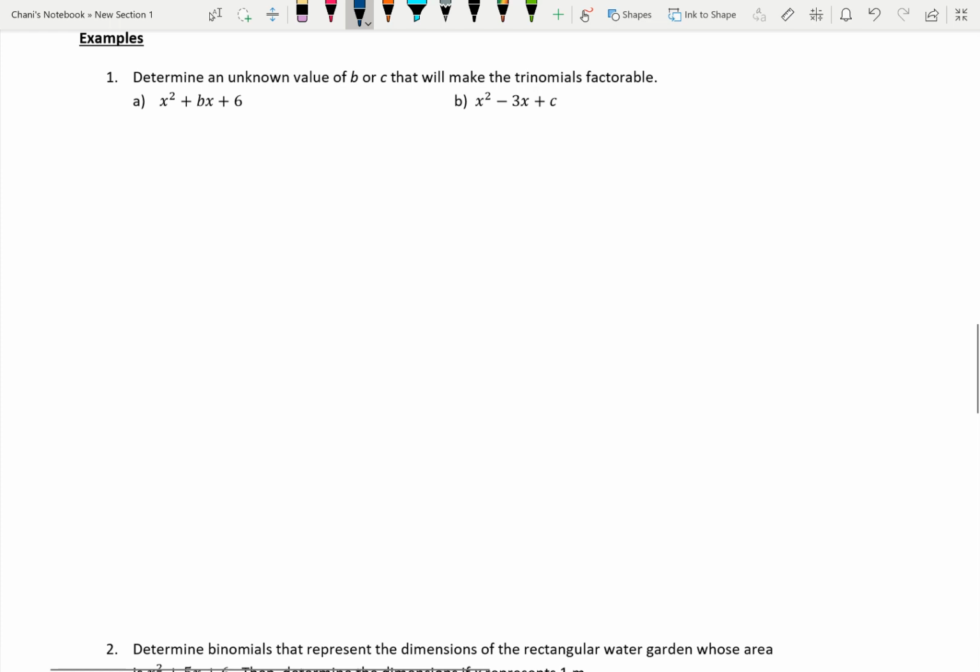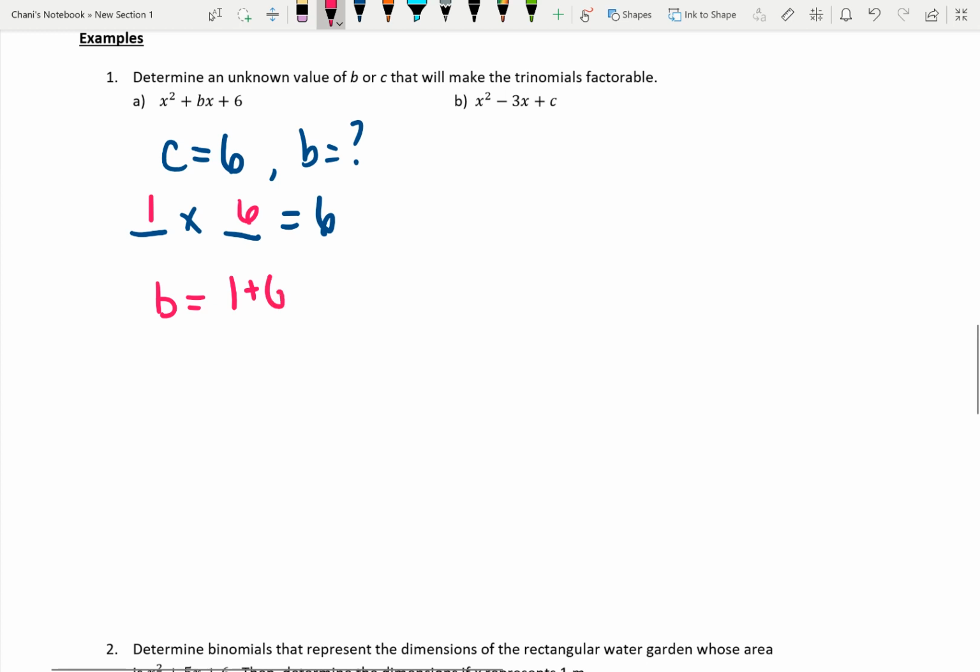So notice in this case, our c value is 6. So that means the two numbers have to multiply to 6. We don't know what b is equal to, so we can make it whatever we want. So we just pick two numbers that multiply to 6. Let's just say 1 and 6. So that means b will just be equal to whatever they add to, which is 7. So that means a b value of 7, or a trinomial x squared plus 7x plus 6, is a factorable trinomial because you can find two numbers that multiply to 6 and add to 7.